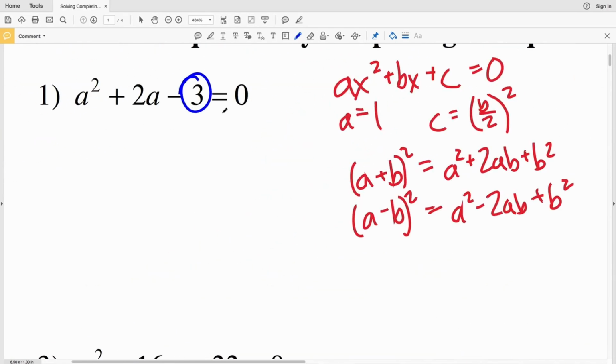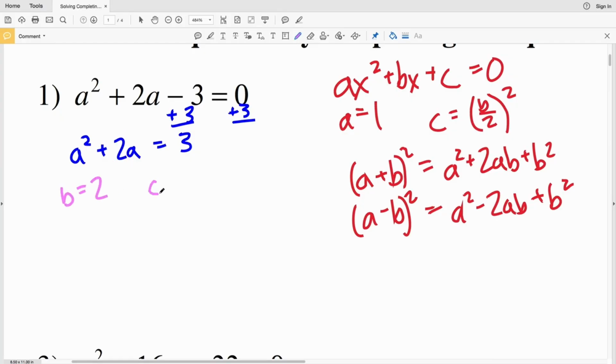I know that this c value does not equal b over 2 squared. So what I'm going to do is add that to the other side. So I'll have a squared plus 2a equal to a positive 3. Now I'm going to create a c value that equals b over 2 squared. So if my b value is equal to 2, then c is going to equal 2 over 2 squared, which is 1 squared, which equals 1.